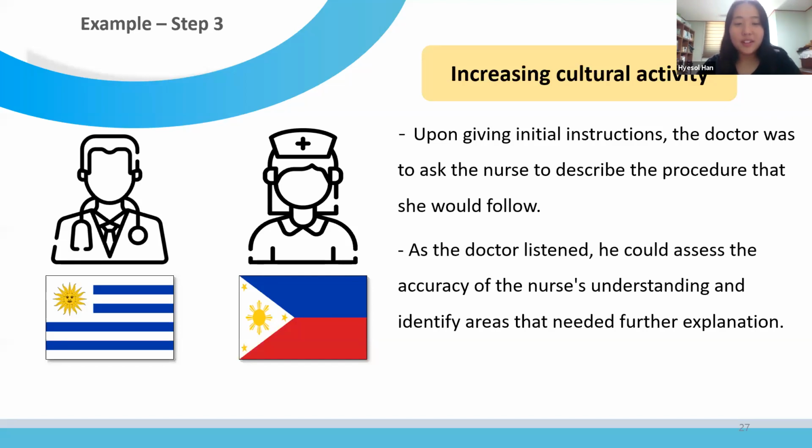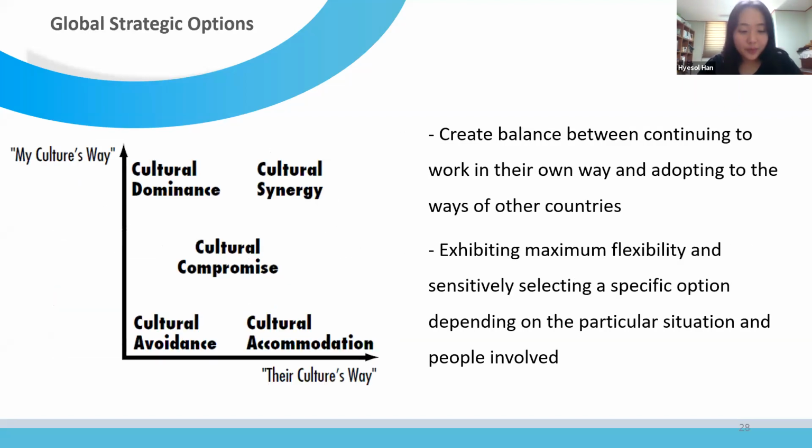And then I'll continue my presentation. Then, are there any tips to create cultural synergy? As shown in the figure, there are 5 strategic options to choose from in selecting their approach to multicultural situations. In all cross-cultural situations, managers must create a balance between continuing to work in their own way and adapting to the ways of other cultures. Exhibiting maximum flexibility and sensitivity, highly effective global managers use all 5 strategic options, selecting a specific option depending on the particular situation and people involved. I'll explain about it through the example too.